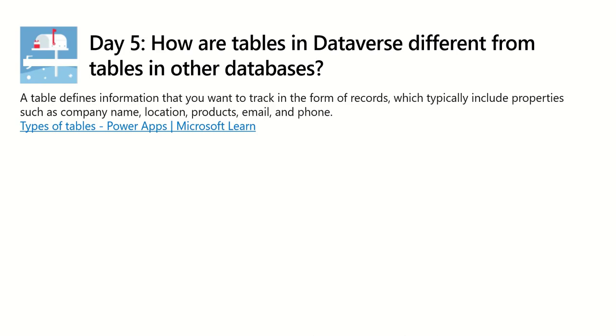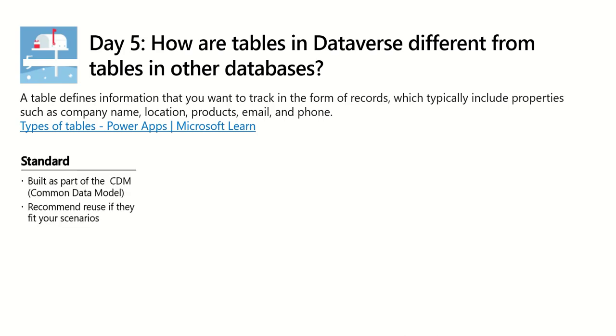So let me get started by explaining that Dataverse has 4 different types of tables, starting with the standard table. And this is where it really stands out as different. It comes out of the box. So as soon as you install your Dataverse database, you will get what's called the common data model, which is a core set of tables that have been modeled in such a way that we can call it common, which means we can use it across many applications, across many environments.